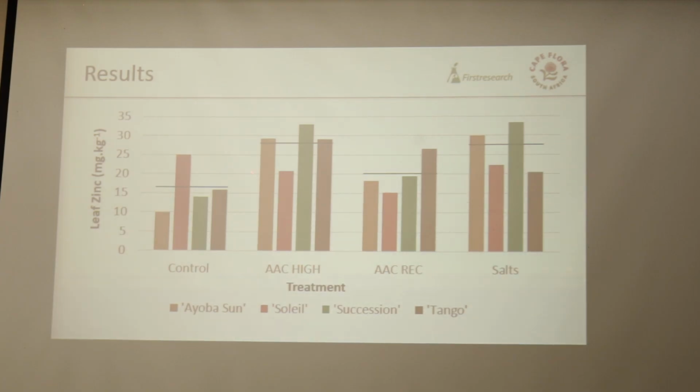Yeah, and then what's also interesting is there's big variation between cultivars. So something like Ayoba Sun here has really good uptake, a little bit lower there and there. So it seems like there were cultivar differences in that as well.